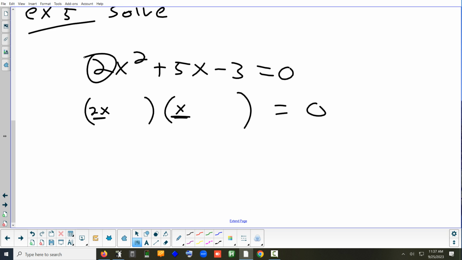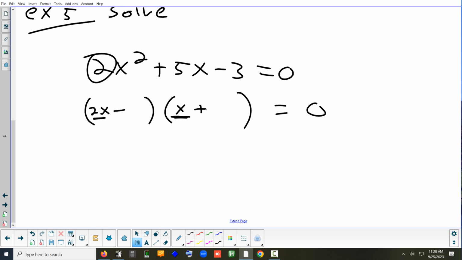And we kind of want to think about this middle number's sign is positive. And since it's positive, we want the bigger calculation to be positive. Otherwise, it's going to come out negative. So I would probably try minus plus. If it doesn't work, we'll fix it.